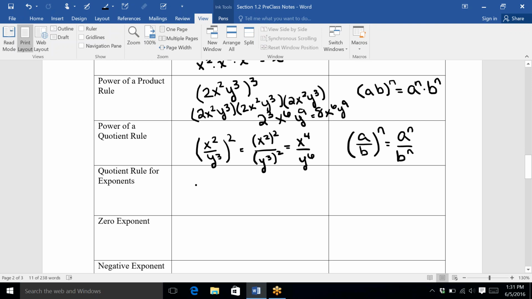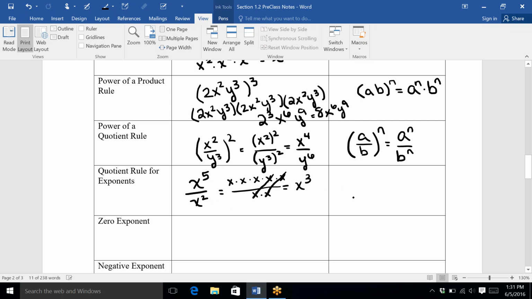Something different in this next one is, what if your base on top is the same as the base on the bottom? So let's say x to the 5th over x squared. If we think about writing that out, you have 5 x's on top and 2 x's on bottom. And anytime you have something over itself, when you're multiplying, it reduces to 1. So this just leaves me with x cubed.